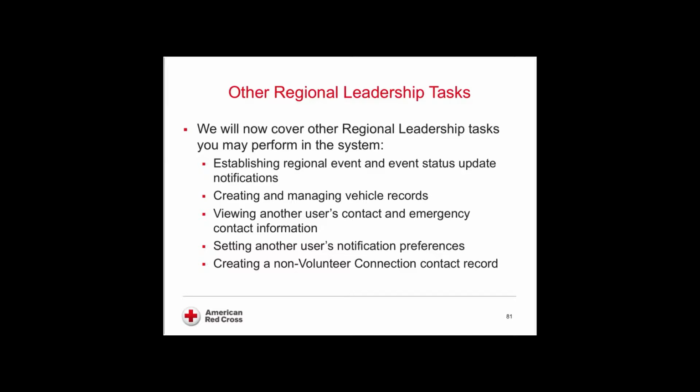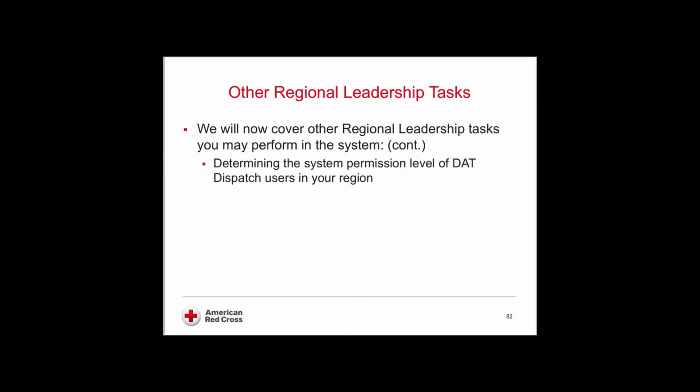Creating a non-volunteer connection contact record. So all of our user accounts in RCView are created automatically by an interface with Volunteer Connection. The reason you would want to create a non-volunteer connection contact record would be to set up something like a shared DAT phone or some sort of contact information for a non-person that needs to be set up in the system. And then from time to time, you might need to know what the system permission levels are of somebody in your DAT program, and you're also able to find that information in the system as well.